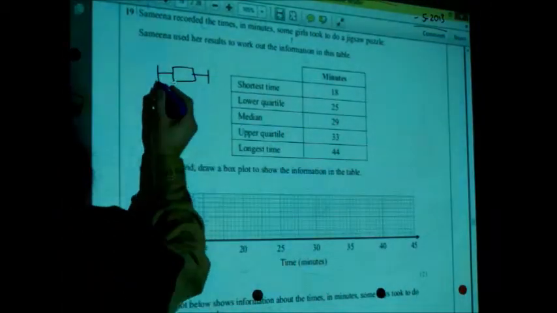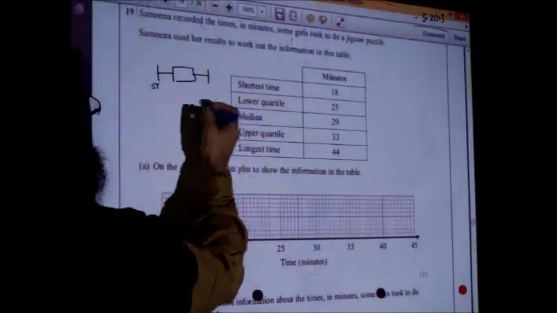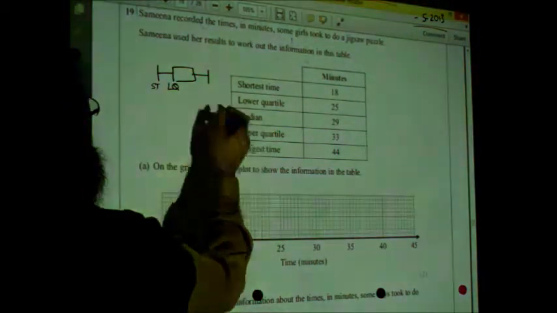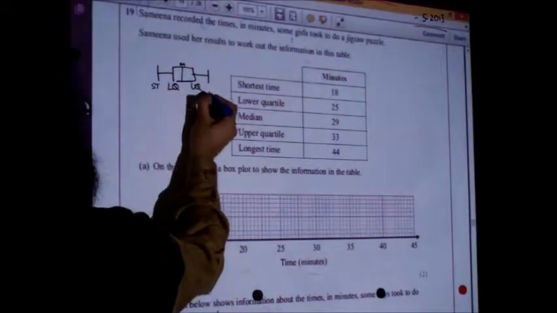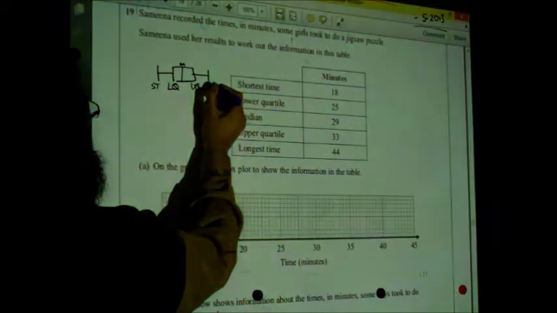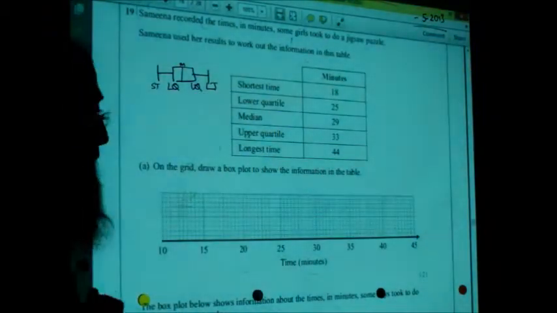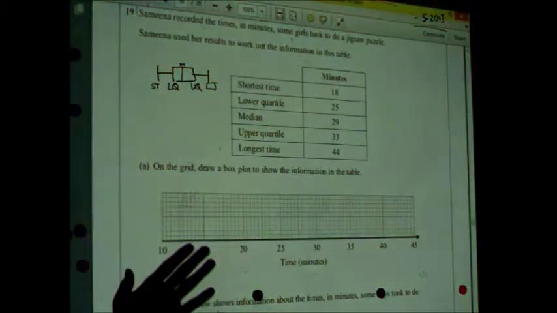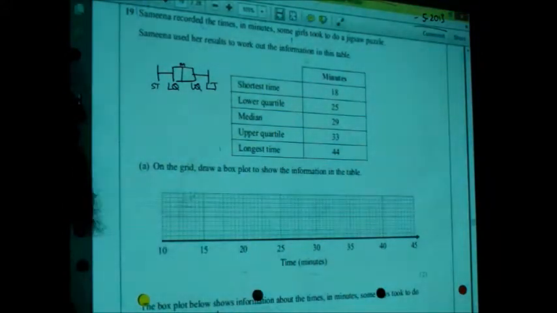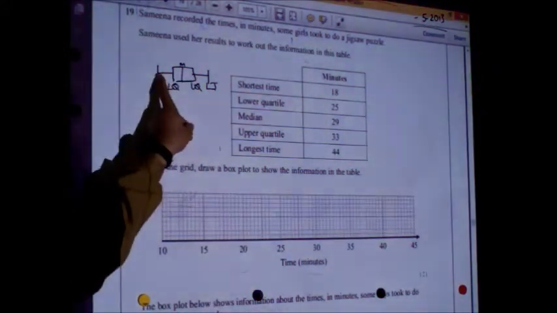The shortest time goes here. The lower quartile goes here. The median goes here. Upper quartile goes here. And the longest time goes there. So when we do a box plot, all of these numbers correspond to a particular part of the box plot. Here's the box and here's the whiskers.